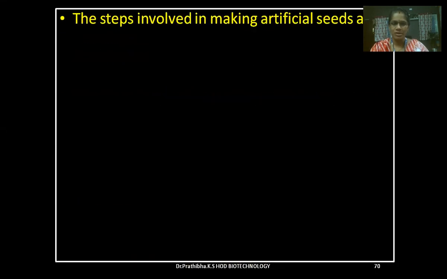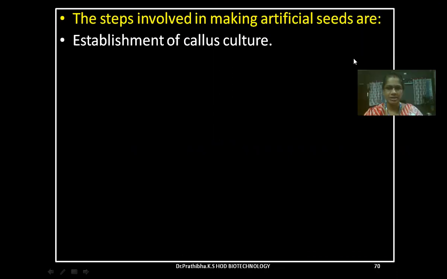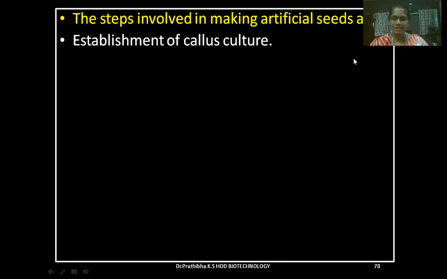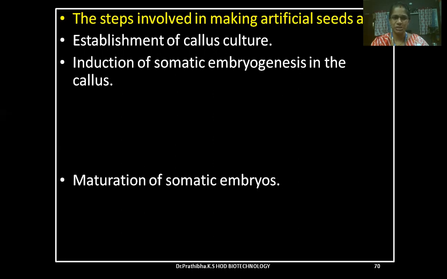Now let us go to the steps involved in making artificial seeds. Okay, the first one, we'll go for the establishment of callus culture. Callus means undifferentiated mass of parenchymatous tissues. Induction of somatic embryogenesis in the callus. It means from the callus, we are going to regenerate the somatic embryos. It means the explant chosen will be the somatic tissues.